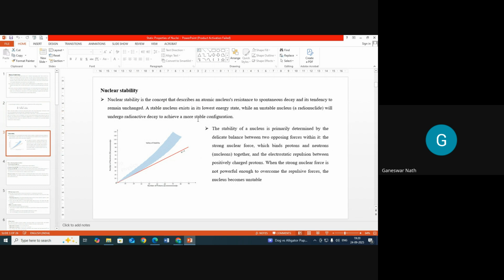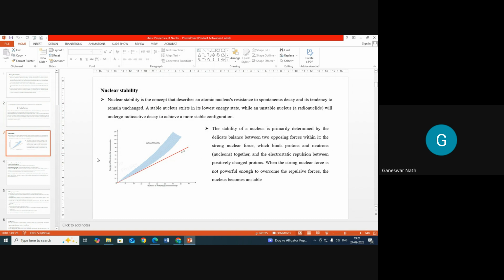A stable nucleus exists in its lowest energy state, while an unstable nucleus will undergo radioactive decay to achieve a more stable configuration. Any atom that is to be stable has low energy, but when it has high energy, it may lead to instability. Stability is the condition that describes the low energy state of the nucleus, which also resists spontaneous decay.